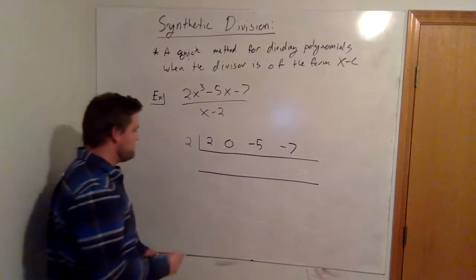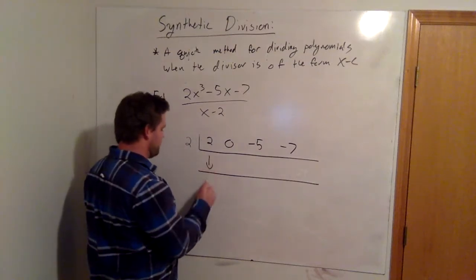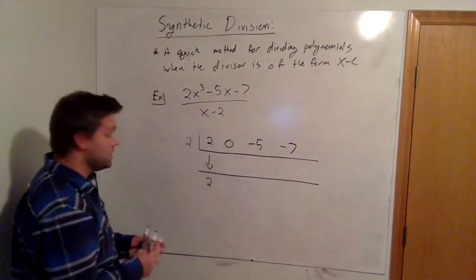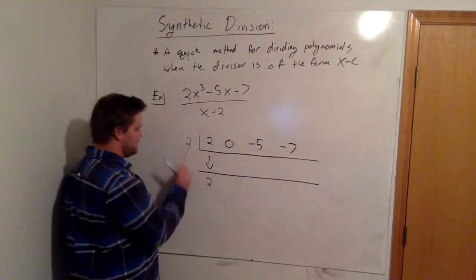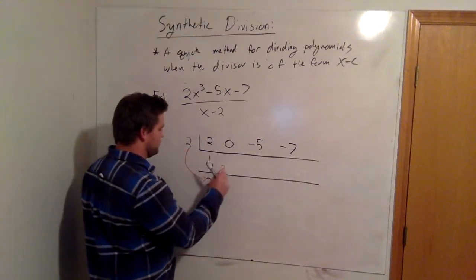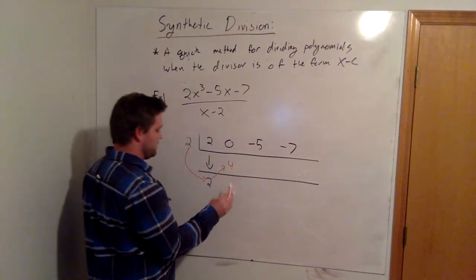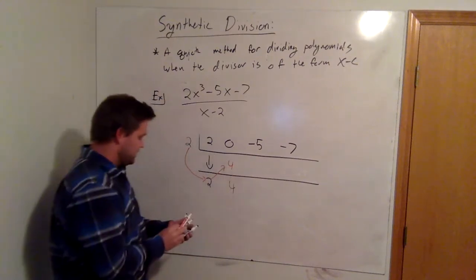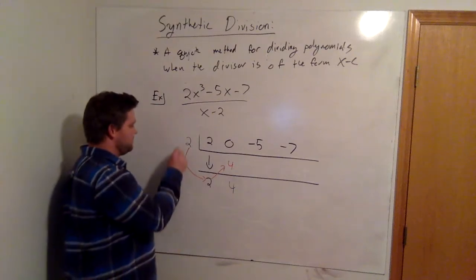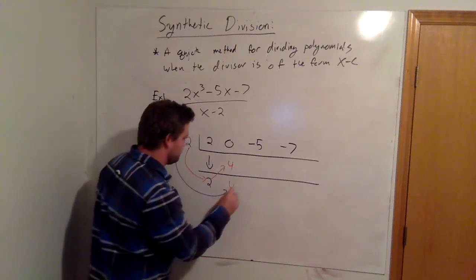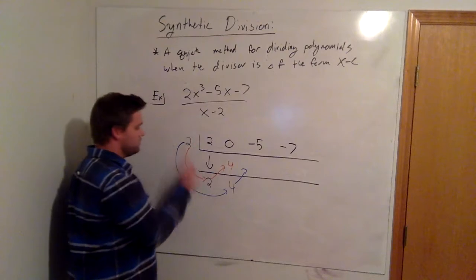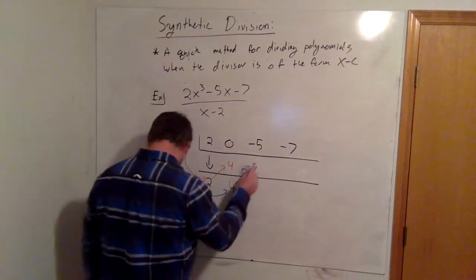The first step is I'm going to drop down this first number, the 2. I'm going to multiply it by this 2 and put the result here. 2 times 2 is 4. I'm going to add these together, and I get a 4. I'm going to take the 2, multiply it by the 4, and put the result right here. 2 times 4 is 8, I'm going to record an 8 right here.